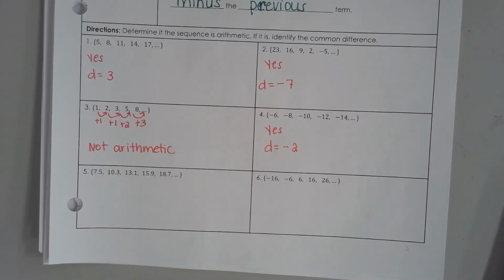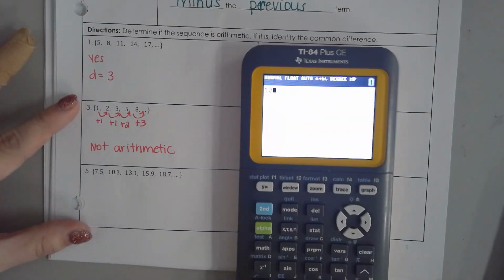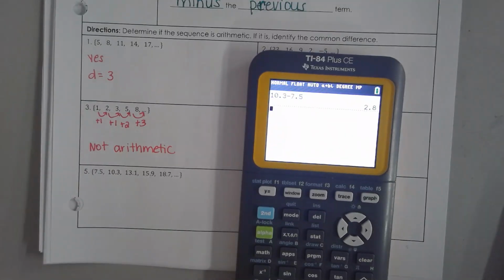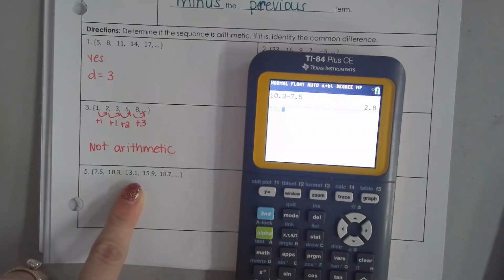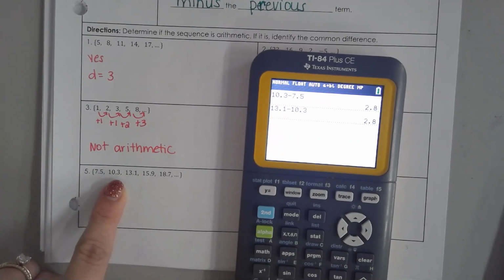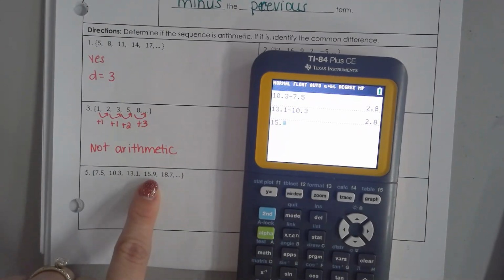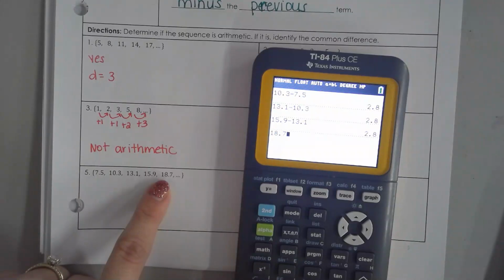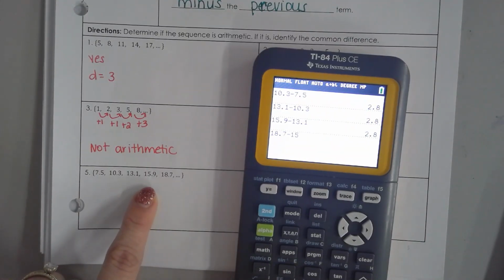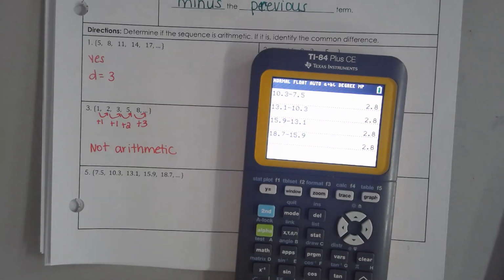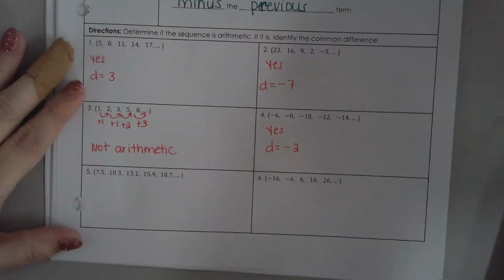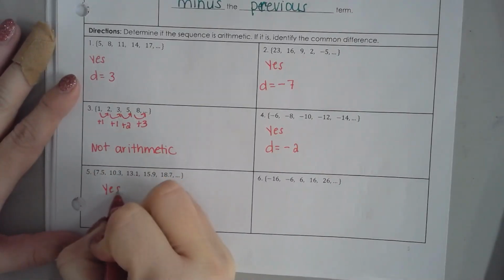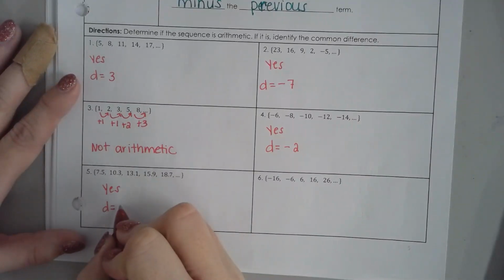10.3 minus 7.5 is 2.8. 13.1 minus 10.3, 2.8. 15.9 minus 13.1, 2.8. You can't just assume that if I do the first 3, they're all going to be the same. You need to check. If it is a question where you are determining if it is arithmetic or not, you have to check all the way across. But this one is, the common difference is 2.8.